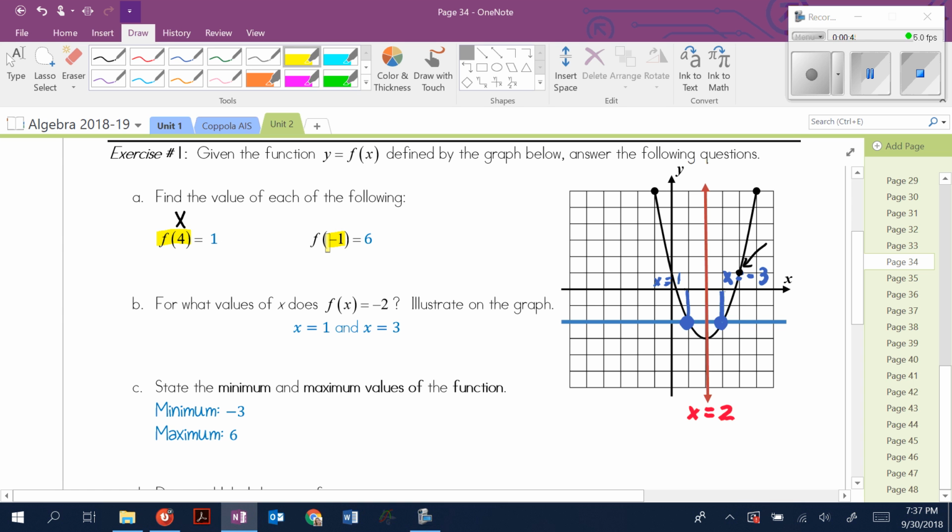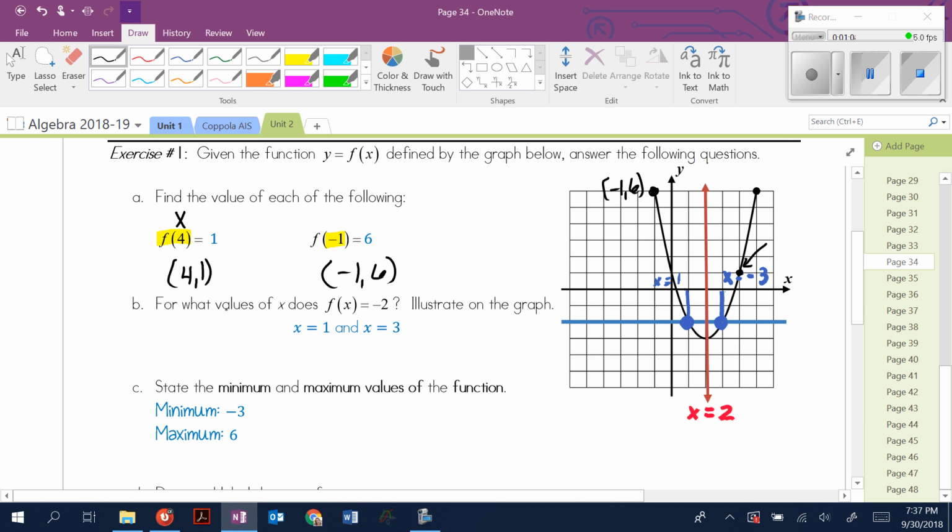Same thing here when x is negative 1. So x is negative 1, we have to look up 1, 2, 3, 4, 5, 6. So that's the point negative 1, 6. These are just points. You could also write them as (4, 1) and (negative 1, 6). That's not what it was asking you for, but that's just what it is.